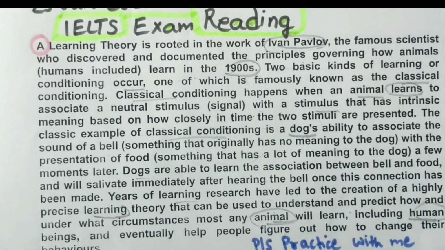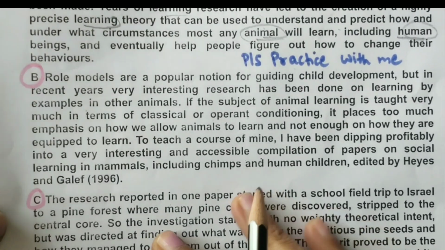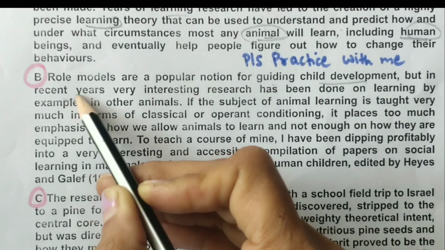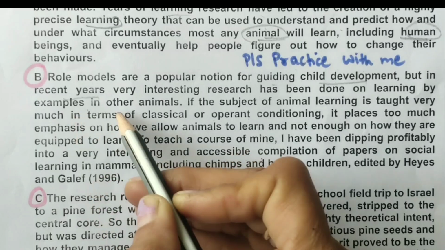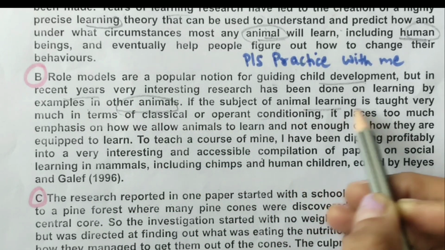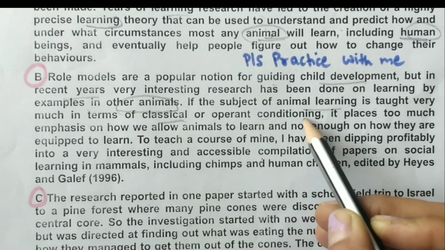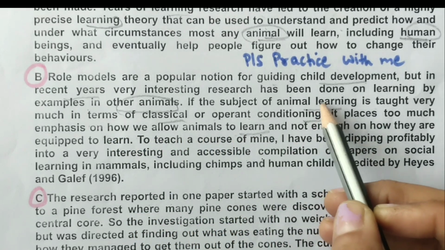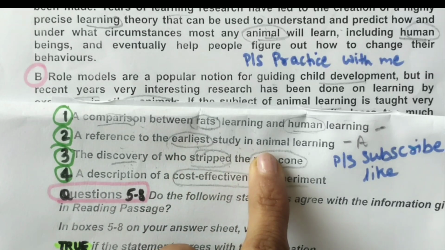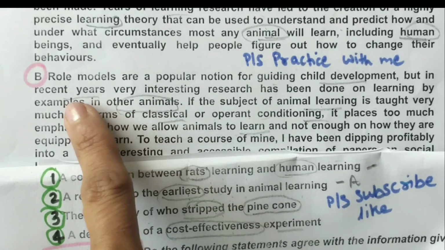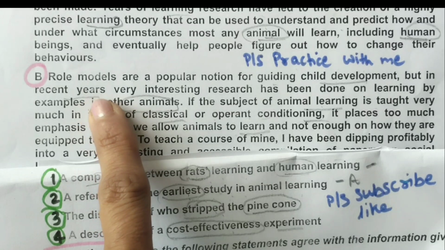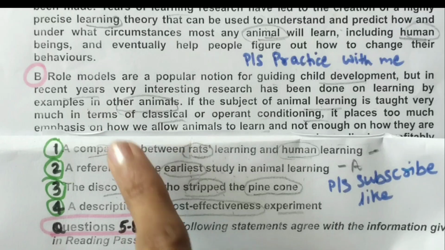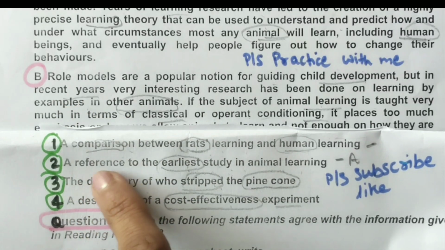Now the next paragraph we will read. Role models are a popular notion for guiding child development. In recent years, very interesting research has been done on learning by example in other animals. If the subject of animal learning is taught mostly as conditioning, it places too much emphasis on how we allow animals to learn. Now don't get confused with the first animal learning, because here they are talking about recent years' experiments on animal learning, but we were looking for the earliest. That's why this is not the answer; B will not come for the second one.